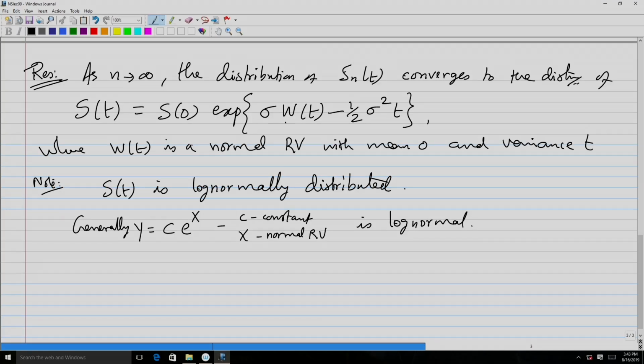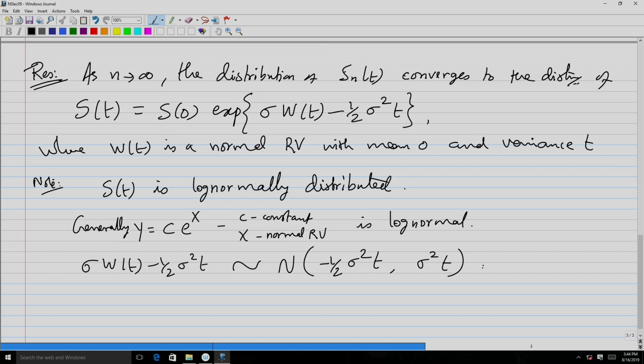So, in this particular case the quantity in the exponent, sigma times W of t minus half sigma square t, is a normal distribution with this mean and variance sigma square t. So, we will use this notation to denote some random variables which are distributed as normal. The first quantity would be the mean, the second quantity would be the variance of the normal random variable.